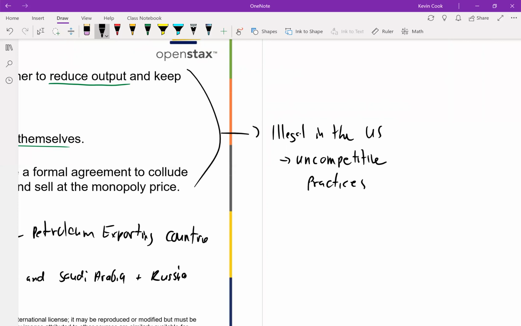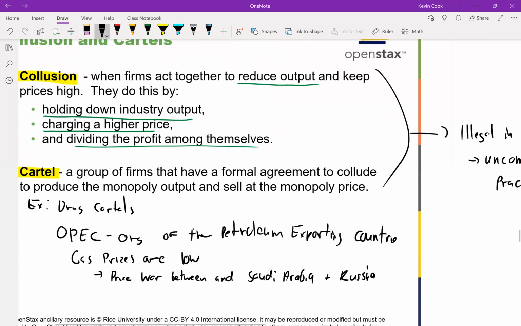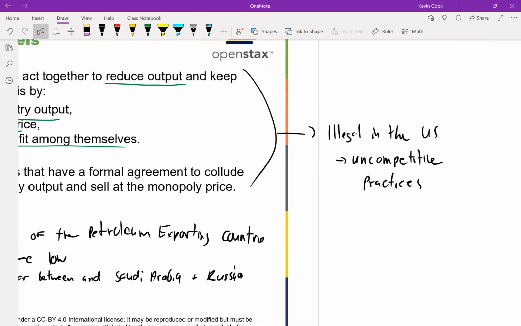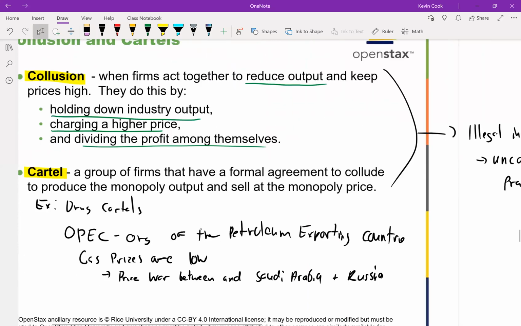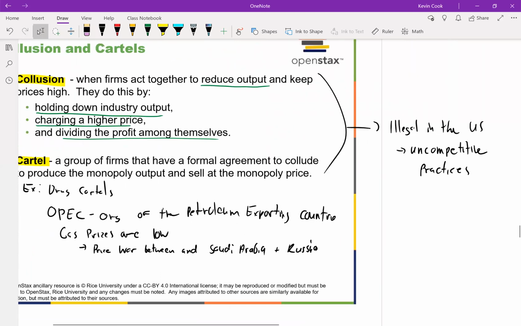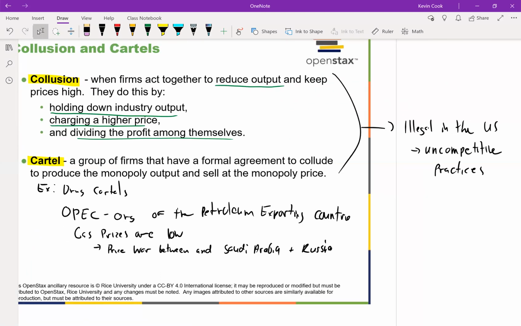So the idea of them being illegal, at least in the U.S., and OPEC isn't. It's interesting with them. They're considered an intergovernmental organization, but they are an international cartel. The hard part about them is all these countries are sovereign, so we as the United States can't just say, "Hey, you have to break up OPEC," because they're sovereign countries. They're free to do that if they choose.